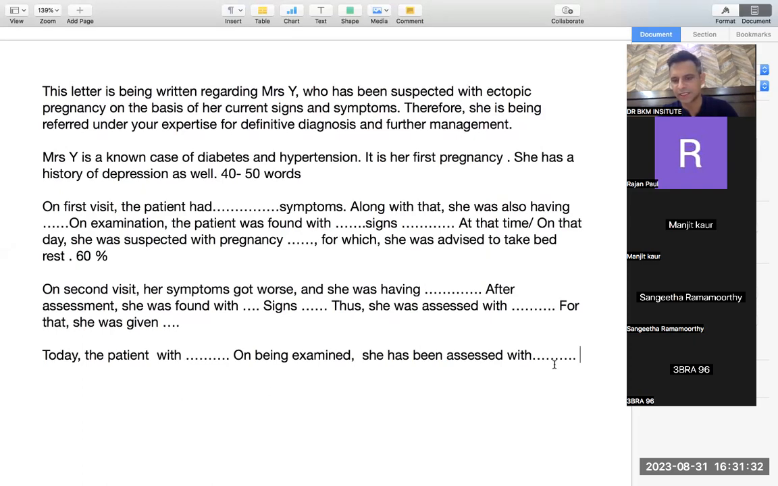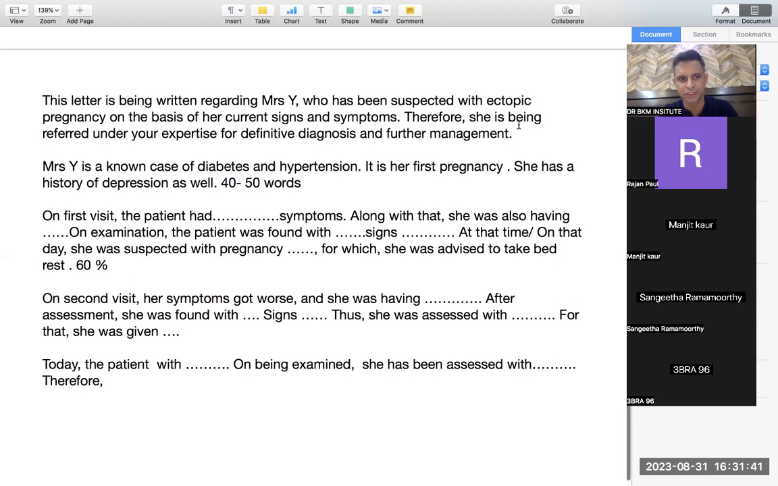Symptoms are here, signs are here. So you will say on being examined, oh sorry, you will say therefore, like the first paragraph. Therefore, she is being referred. So now you will say therefore she has been suspected with this problem, for which, comma, for which your expertise is highly required. That is the end of the letter.